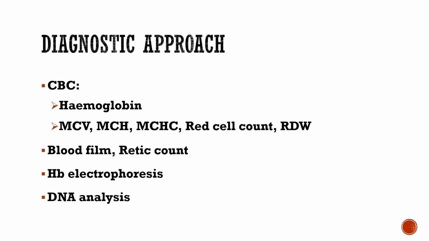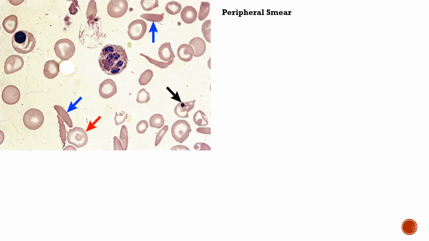Blood film and retic count is mandatory for all cases. What we see in peripheral blood, we will see sickle cells and retic count will be increased. Naturally, it is a hemoglobinopathy, so there will be increased production of the RBCs. Hemoglobin electrophoresis is a basic screening test, and the definitive diagnostic test is a DNA analysis. Do a test and prove the mutation that we have just discussed.